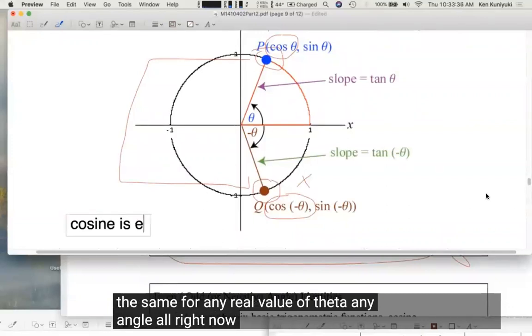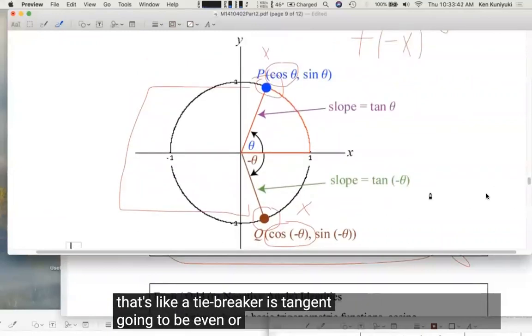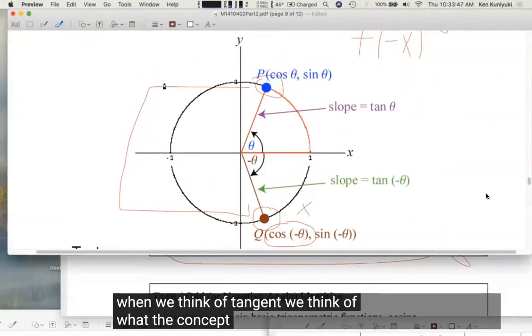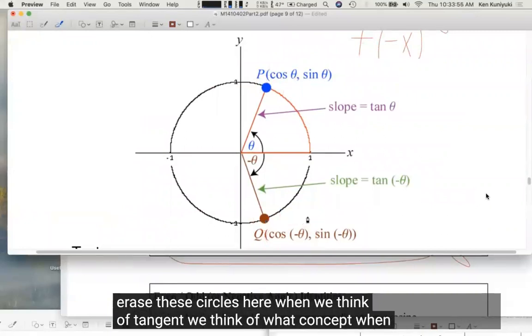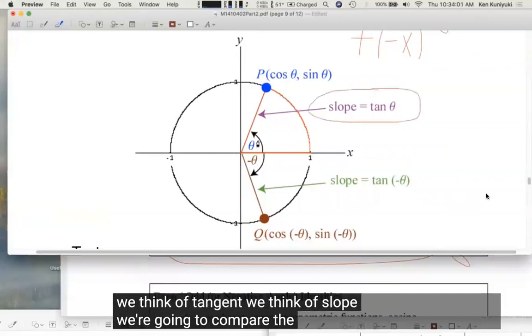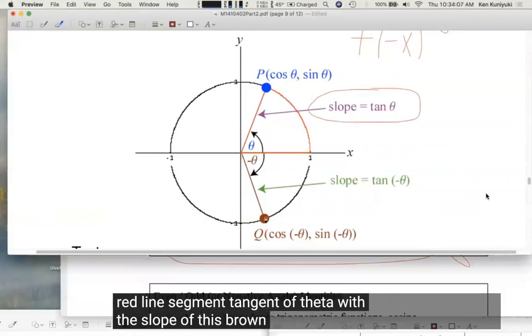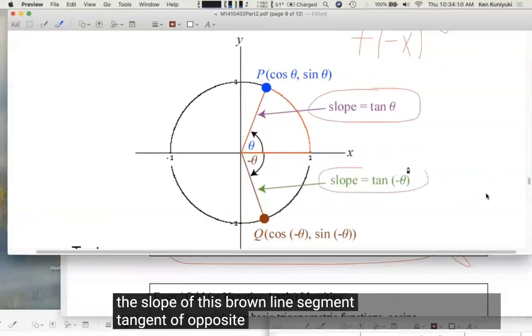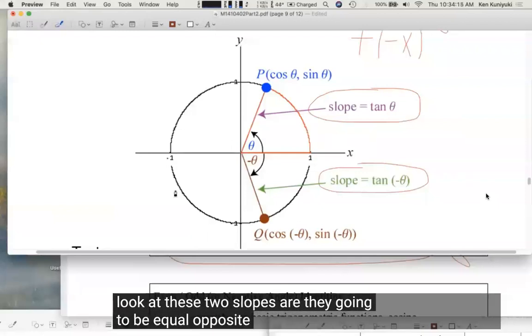All right. Now, what about tangent? That's like a tiebreaker. Is tangent going to be even or odd? What is tangent? When we think of tangent, we think of what concept? In fact, I'm going to erase these circles here. When we think of tangent, we think of slope. We're going to compare the slope of this red line segment, tangent of theta, with the slope of this brown line segment, tangent of opposite theta. Look at these two slopes. Are they going to be equal, opposite, or neither?